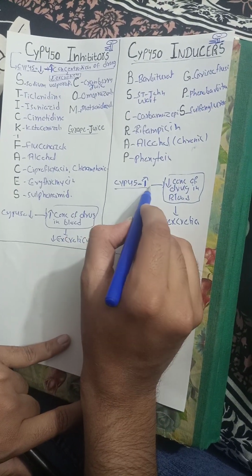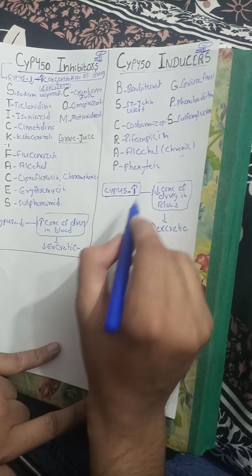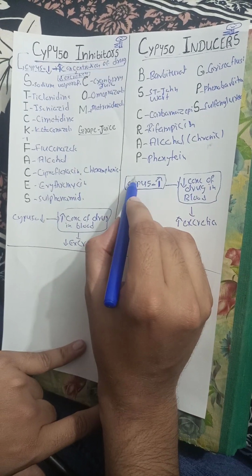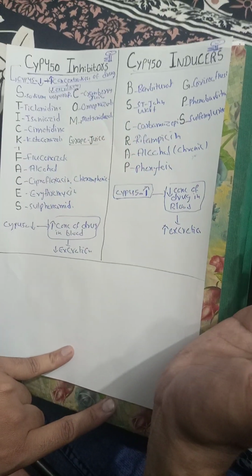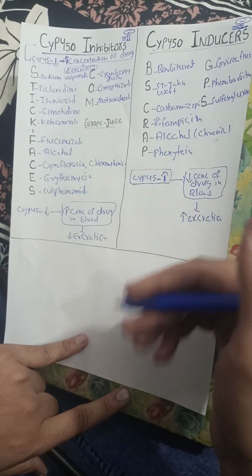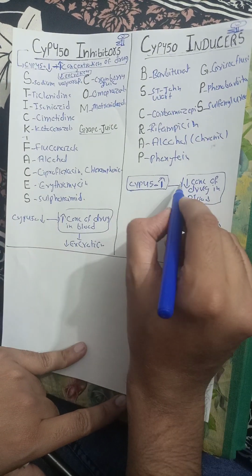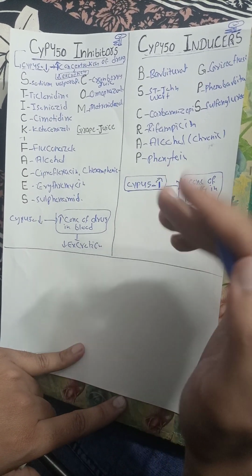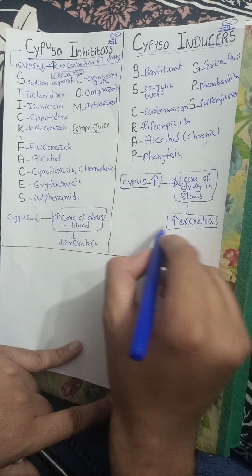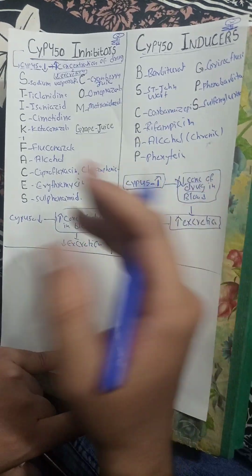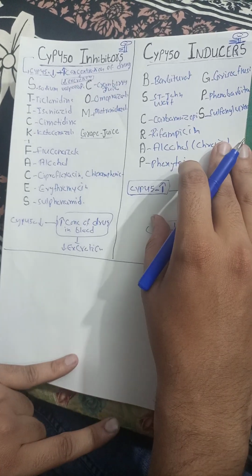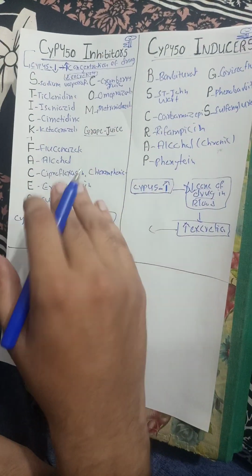If CYP450 activity increases, the concentration of the drug in the blood is decreased because of the CYP450 inducer. If the activity increases, the metabolism is increased. If the metabolism is increased, the concentration of the drug inside the blood is decreased, which means increased excretion. So the drug is not inside the blood and is going to be excreted out. In this way, we can memorize the CYP450 inhibitors and inducers through mnemonics.